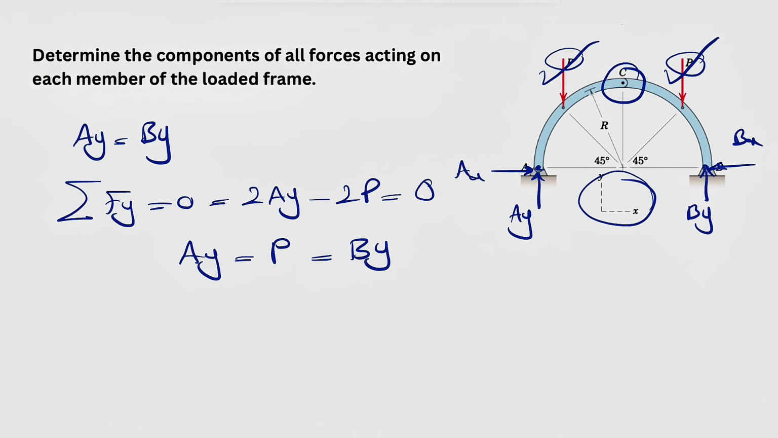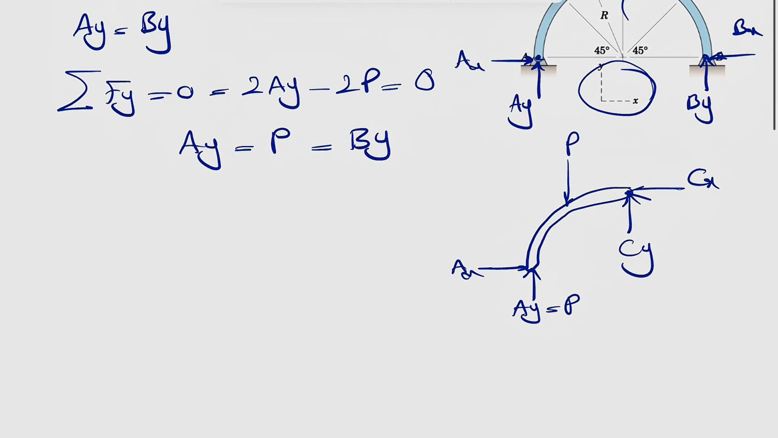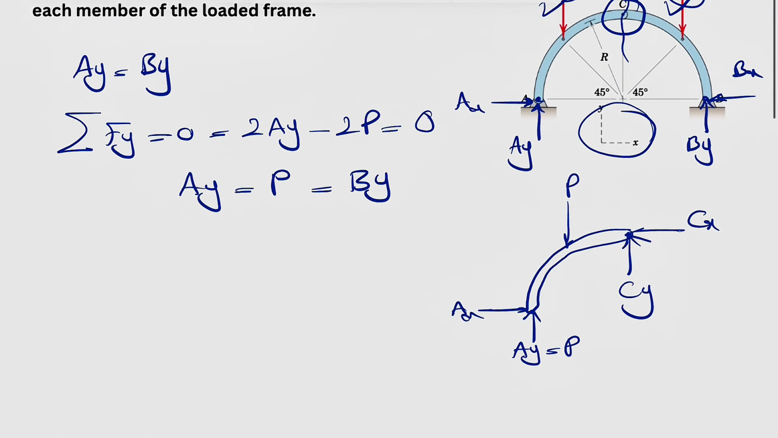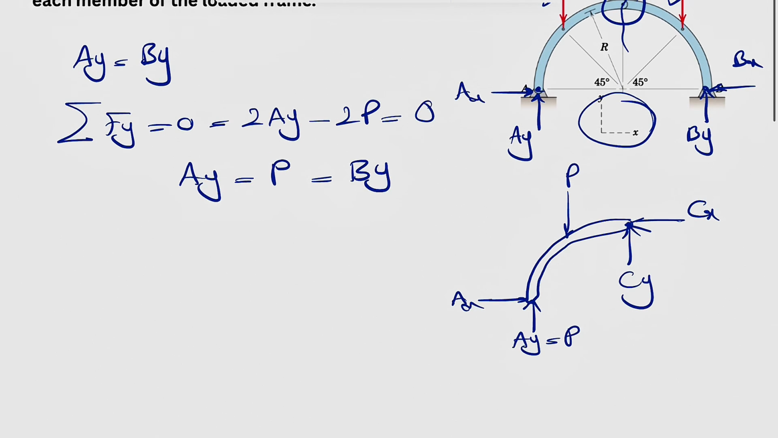Now I'm going to move on to the left part of this frame, since we have a pin here. We have this member where Ax and Ay are applying. We figured Ay is equal to P, and we have another pin at point C, so we consider another X and Y component for that force, Cx and Cy, and we have the force P applying here.